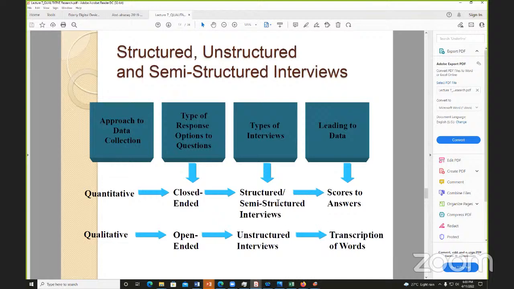So you can do structured, semi-structured, and unstructured interviews. And any kind of interview, you're going to set up the questions in advance so you can actually figure out answers to your research questions. By the way, both for qualitative and quantitative research, there should be a really good match between your research questions and the data that you're collecting.